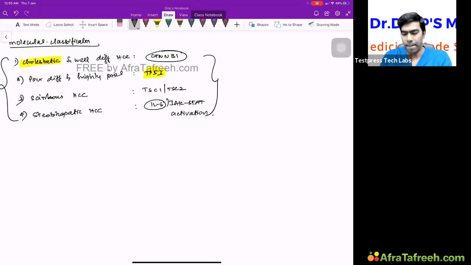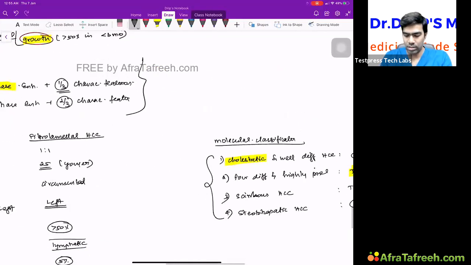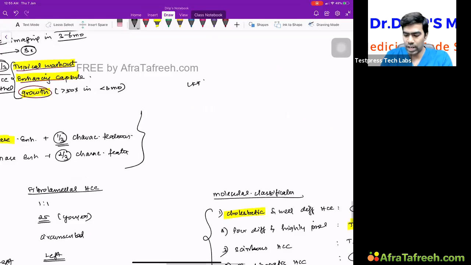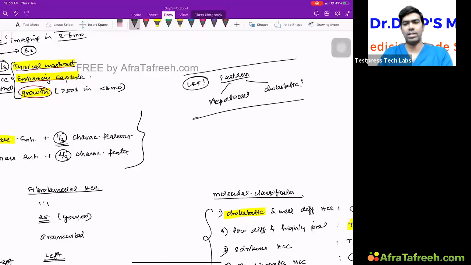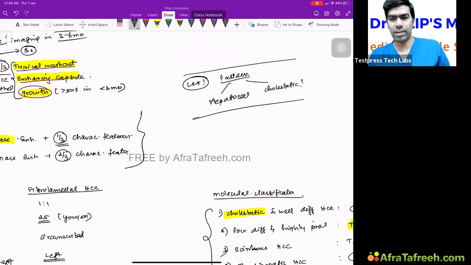And please understand, suppose they ask you about LFTs, what pattern will you see? The option is yours. You're going to answer whether it's a hepatocellular pattern or a cholestatic pattern. What will you see in a patient with HCC? If they develop HCC, what pattern will you see? Hepatocellular pattern or a cholestatic pattern?